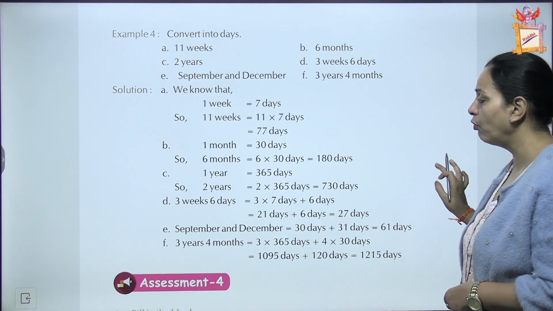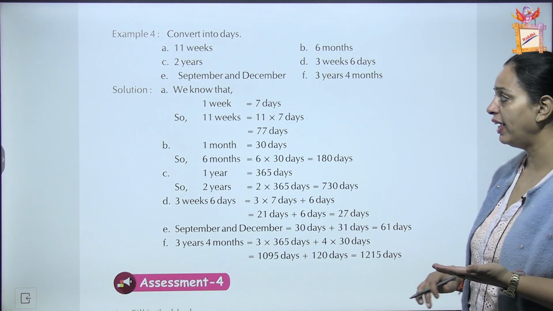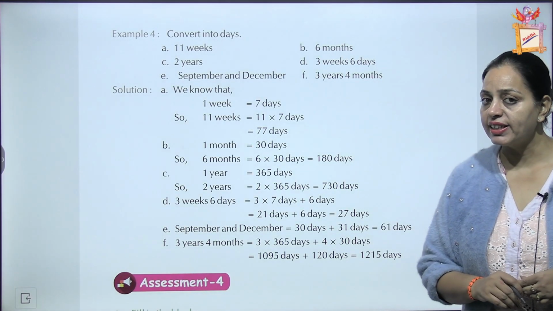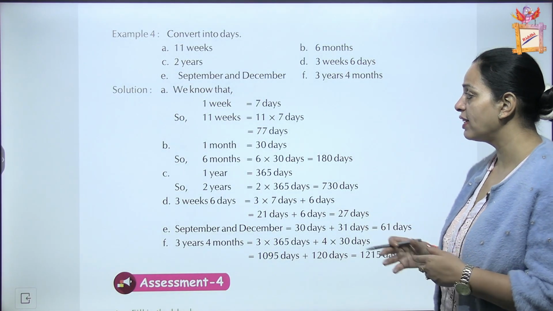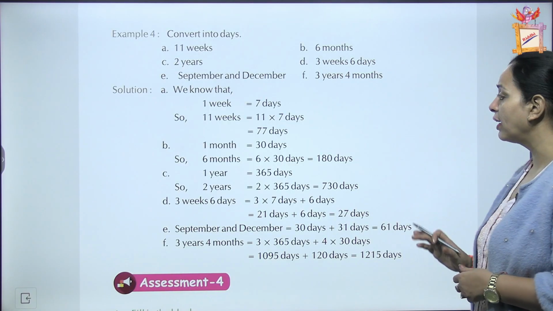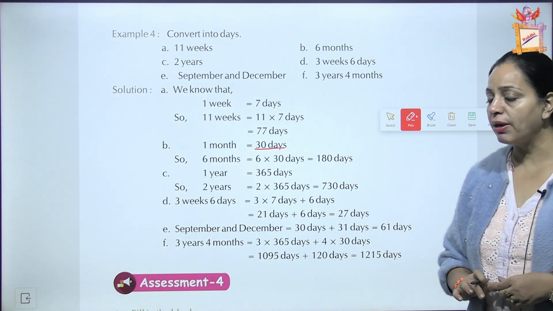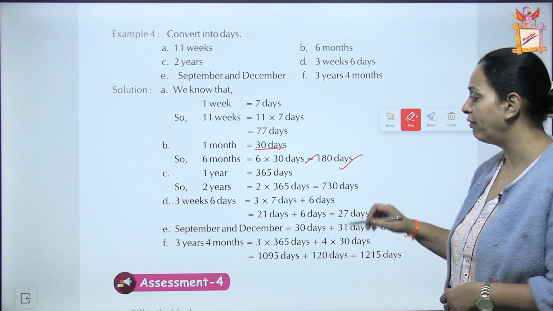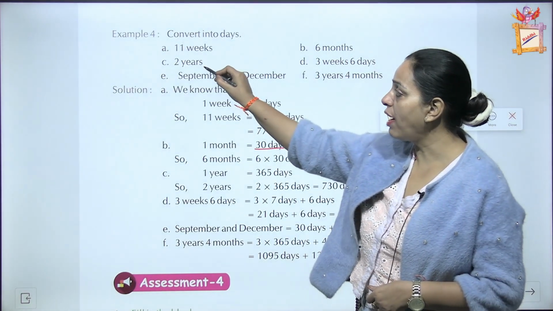Next is example 4. Convert into days. You know 1 week 7 days. A part 11 weeks है तो 1 week में 7 days, 11 weeks means more days. 11 into 7, 77 days. 6 months. So 1 month में हम 30 days लेकर चलेंगे. 6 months, 6 into 30, 180 days. 1 year.